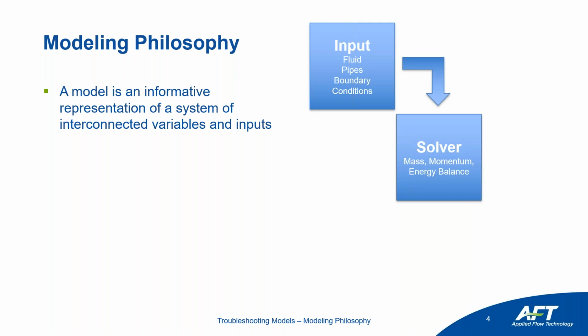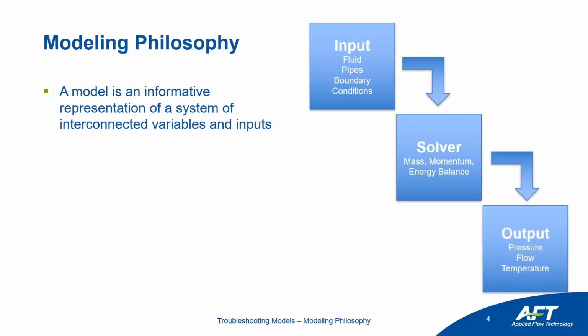Again, this is starting from fundamental physics equations or from correlations from things like friction factors. And we can solve basic mass, momentum, and energy balances to make sure that no laws of physics are being broken. And by solving those equations, we can get our output. Some of this output is also going to be input in the form of boundary conditions, but ultimately, as an engineer, we're looking for things like our pressure, our flow, and our temperature distribution.